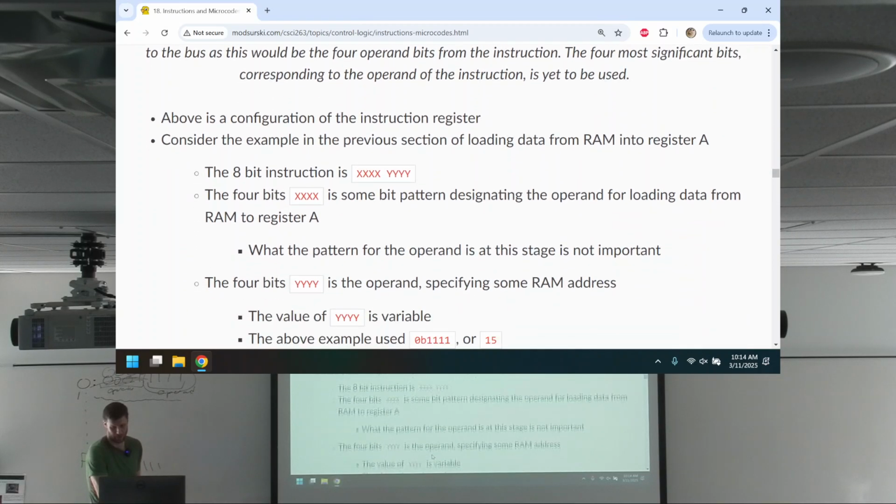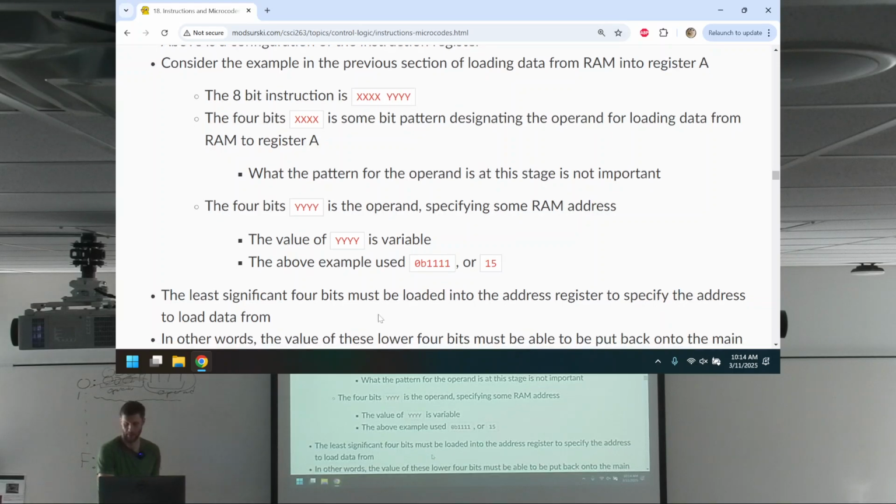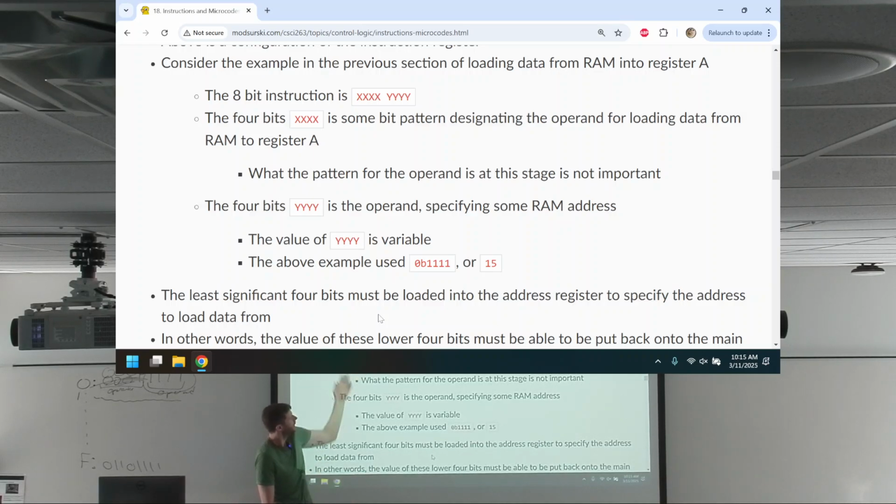Consider the example in the previous section of loading data from RAM to the register A. The 8-bit instruction is X, X, X, X, Y, Y, Y, Y: 4 and 4. The 4 bits, whatever it is, that's the instruction. That's the operator. And the Y, Y, Y, Y, that's the operand. In this case, it specifies the RAM address I want to load data from. This is like a variable.